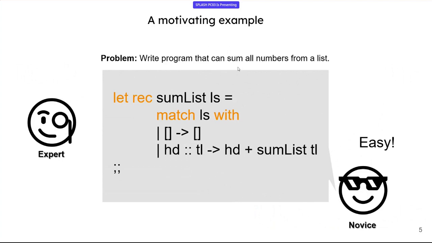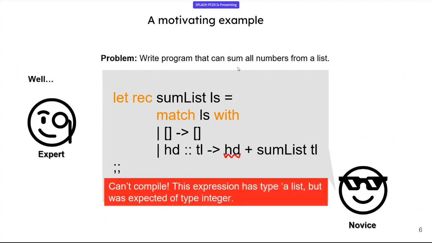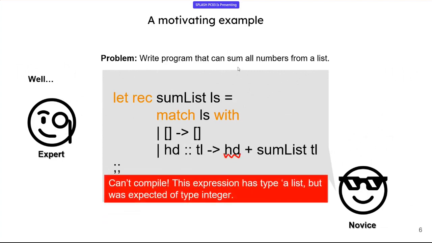If we just pass this program to the compiler, here is the error message we can get. Basically, the compiler would complain that, okay, actually I expect type integer, but here I see a list, right? So it's not good. I will stop here.